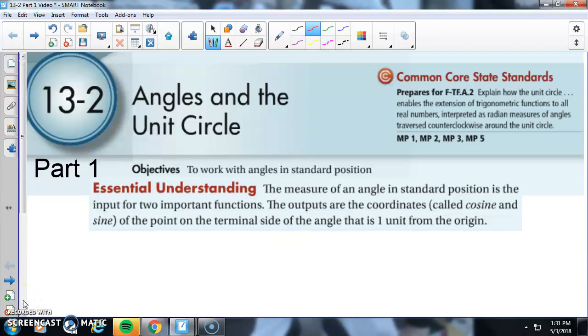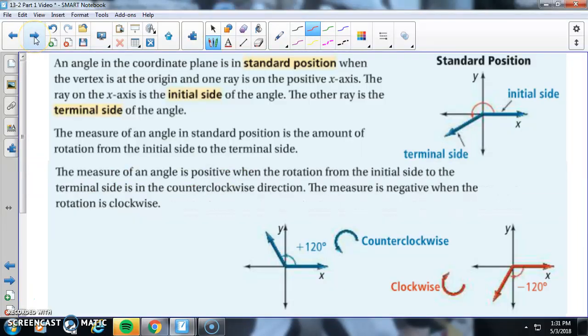Going to do 13.2 Part 1, Angles and the Unit Circle. Our objective will be to work with angles in standard position. The measure of an angle in standard position is the input for two important functions. The outputs are the coordinates called cosine and sine of the point on the terminal side of the angle that is 1 unit from the origin. So our essential understanding is going to deal more with Part 2 when we're talking more with the unit circle, but first we need to talk about angles.